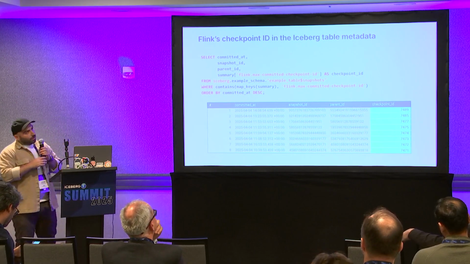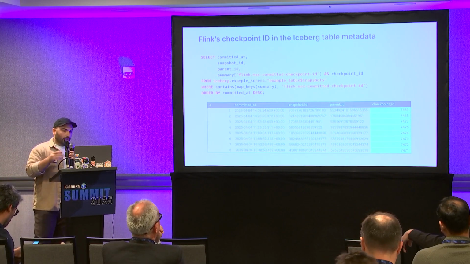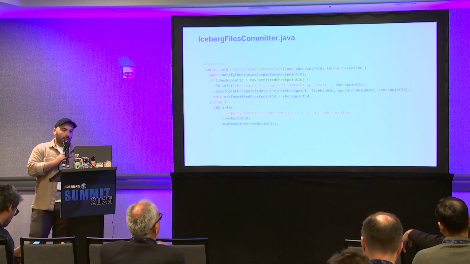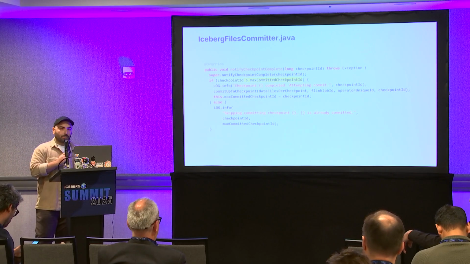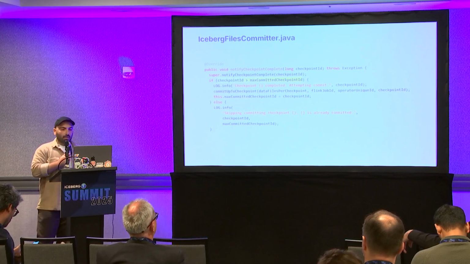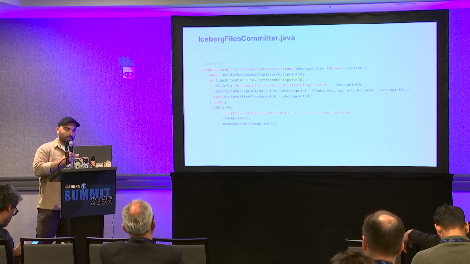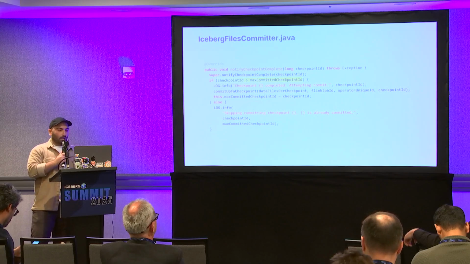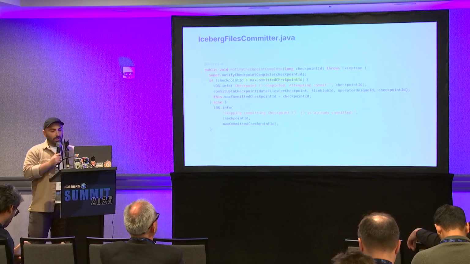This is a Trino query that queries the snapshots table for the Iceberg table, and you can see that there is a Flink max committed checkpoint ID stored as part of the table metadata. In the Iceberg files committer, it is used with the following logic: whenever a checkpoint happens and Iceberg tries to commit new pending data files, there is a check that verifies the incoming checkpoint ID from Flink. If it's more than the max committed checkpoint ID that Iceberg has in its metadata, then pending data files are committed. If not, then it is skipped. So it assumes that this checkpoint was already committed, so it essentially skips those data files from committing.